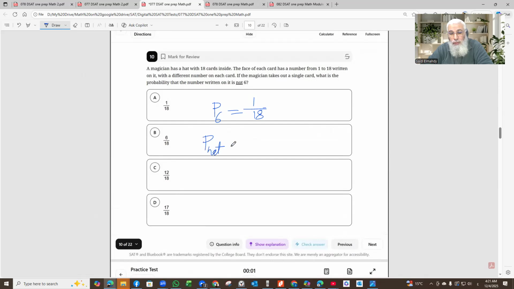Probability of not 6 is just 1 minus 1 over 18, which is 1 minus the probability of 6. 1 minus 1 over 18 is 18 over 18 minus 1 over 18, and this is 17 over 18. So the answer is 17 over 18.